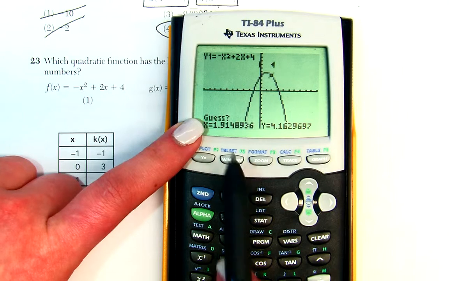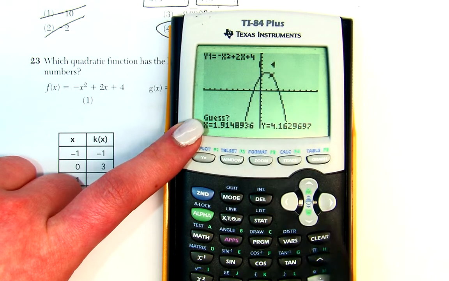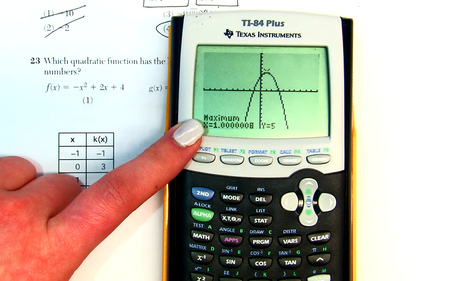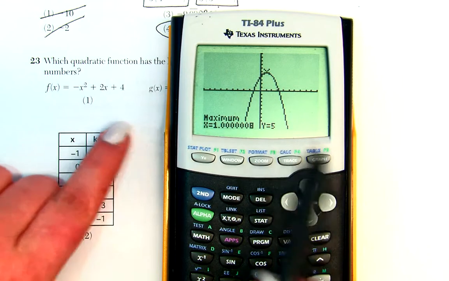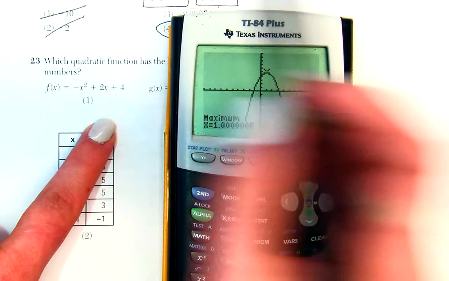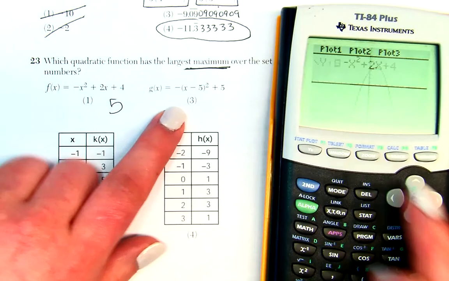I press enter. Do you want the calculator to guess between here and here for the maximum value? Yes. And you wind up with a maximum at x equals 1, y equals 5. So your max height in this example is 5. So let's take a look for g.